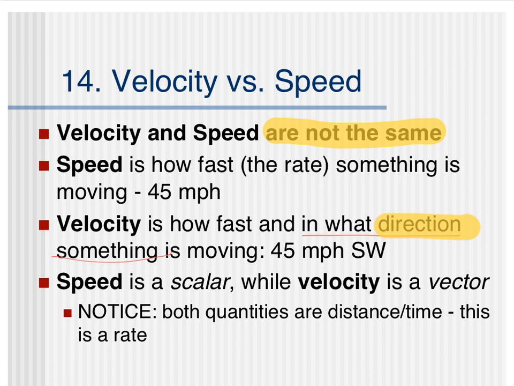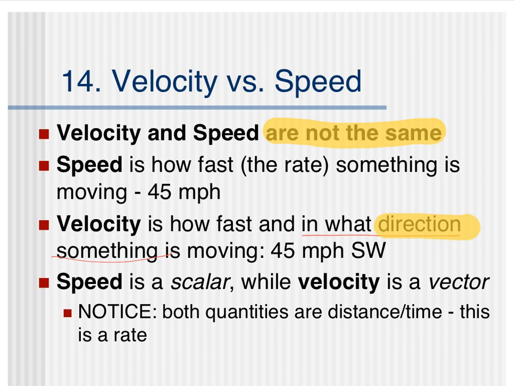Connecting this back some to what we talked about before, speed is going to be a scalar because there's no direction involved. Velocity, on the other hand, is a vector. This is a little bit of a unique situation in physics. We don't normally have two different words where they mean very, very similar things, and one's a vector and one's a scalar. That's not going to be the case, but here is one example.